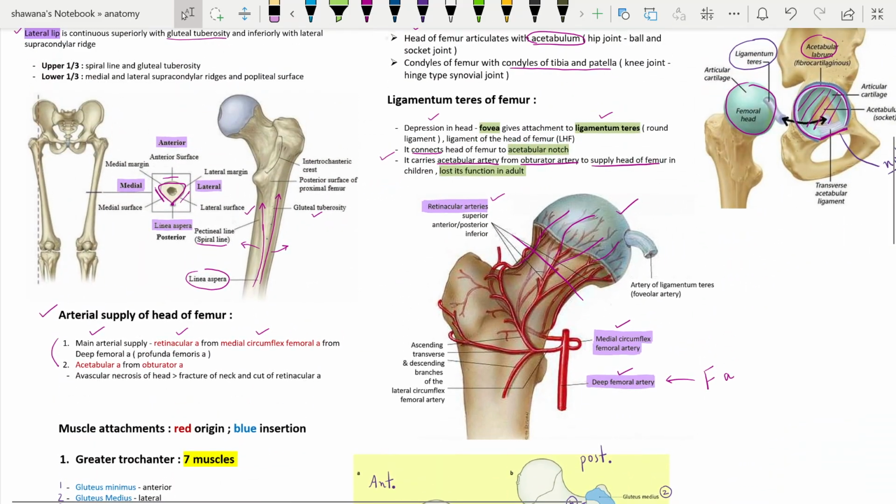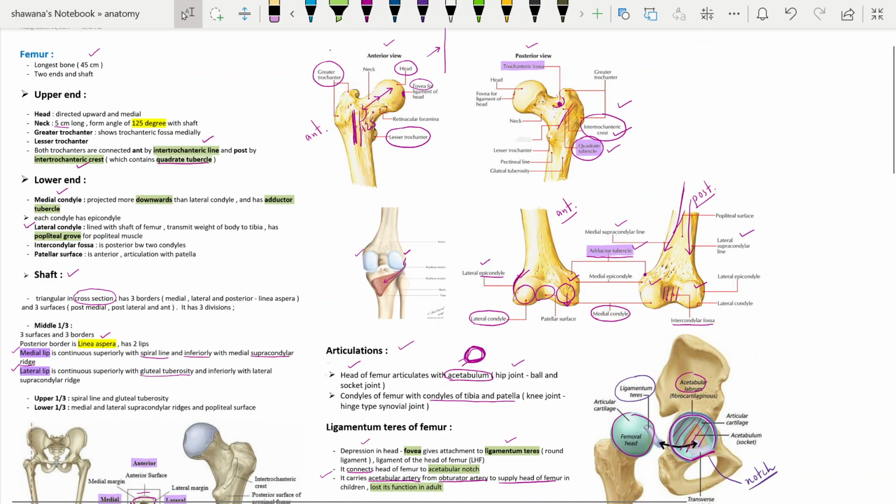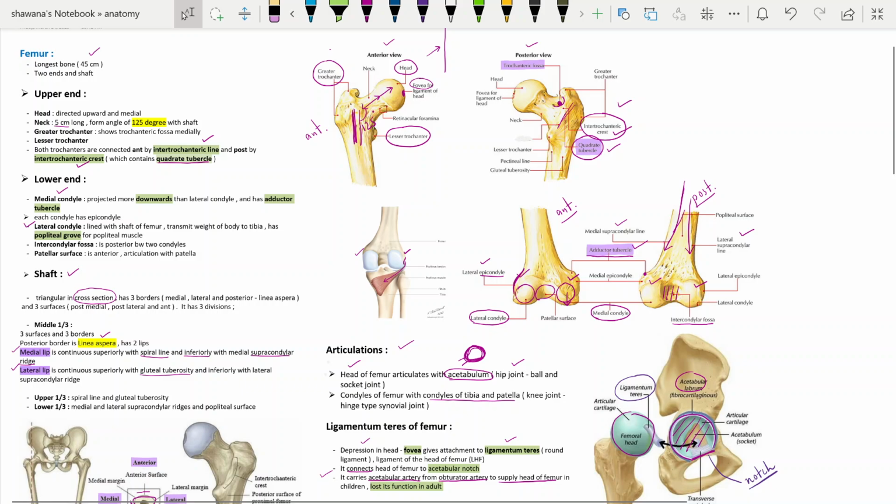Okay, so till now we have discussed some bony structures of the femur, the ligamentum teres, the arterial supply of the femur, and some of the articulations. I hope the important high yield points are clear to you all. In the next lecture, part 2 of the femur, we will discuss the muscle attachments. I am not discussing it right now because they are very comprehensive. So just wait for the next lecture and I will discuss them in the next video.